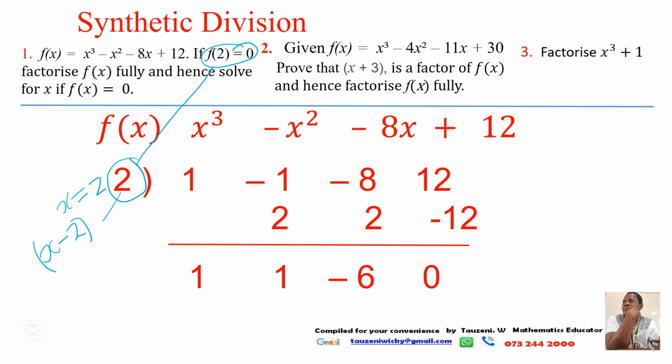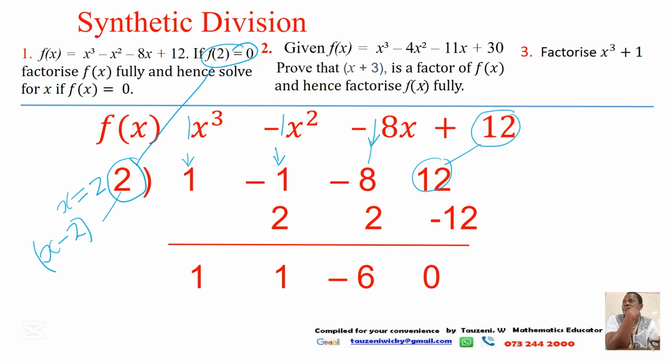The next value, the coefficient of x cubed is 1. That is the one I have here. The coefficient of x squared is negative 1. That's the negative 1. The coefficient of x is negative 8. That's the one I have here. Then the constant term is 12. That's the 12 I have there.